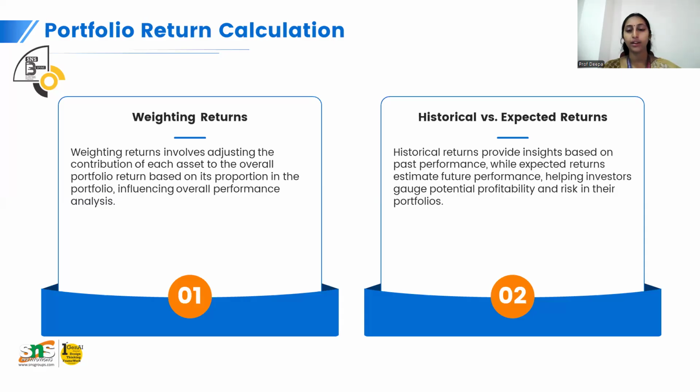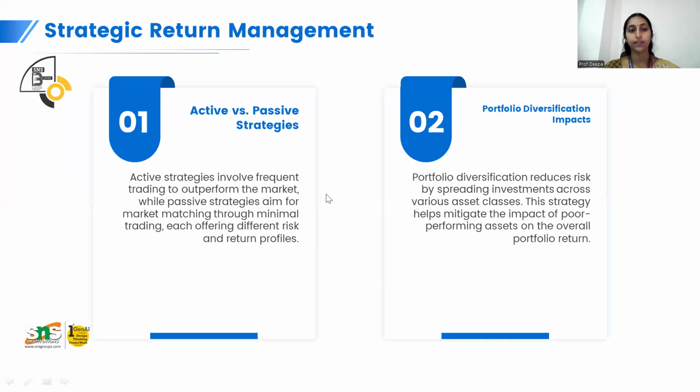Next is historical or expected returns. Historical is based on past performance, as the name itself defines. And the expected return should obviously be higher than the past. If the past performance was 1 crore, the expected return should be 1.5 crores or 2 crores. It depends upon the scenario. Next is strategic return management.